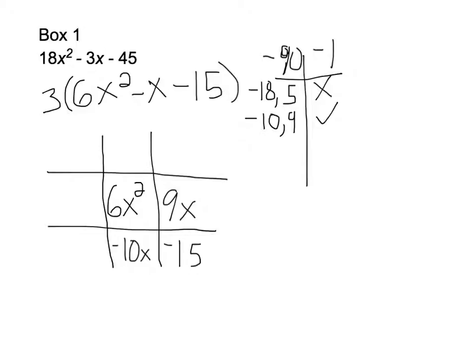So from 9x and 6x squared, we're going to get 3x. From negative 15 and negative 10x, we're going to get 5. Now, because this is negative, that's going to make this number negative. And from 10x and 6x squared, we're going to get 3x. And from negative 15 and 9, we're going to get 3.